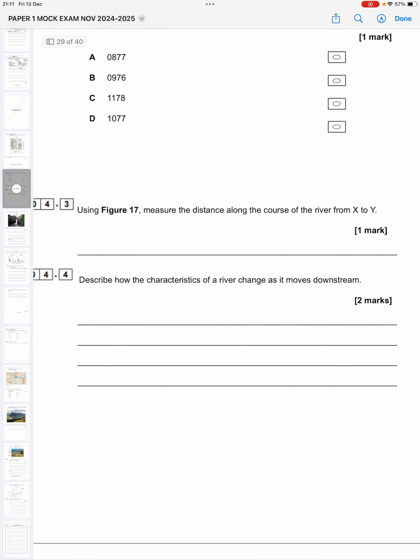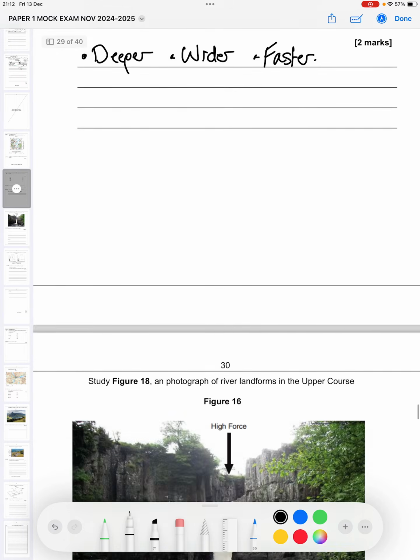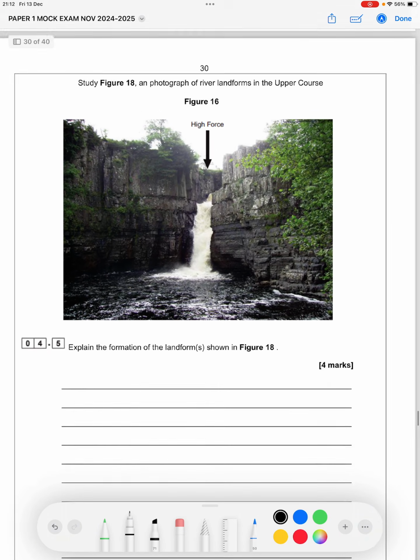Here we go. We've lost all our notes, but don't worry, the show must go on. So we might say that it gets deeper, it gets wider, it gets faster. The iPad clearly is feeling quite moody. So there we go, that's that one. Get rid of that. There we go.